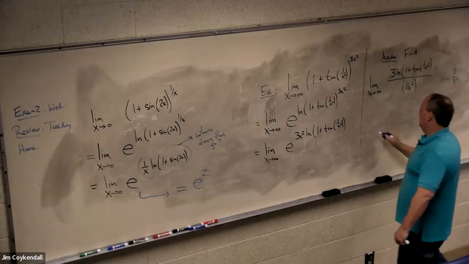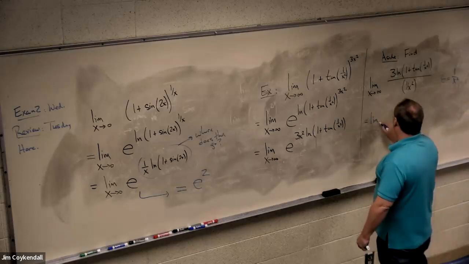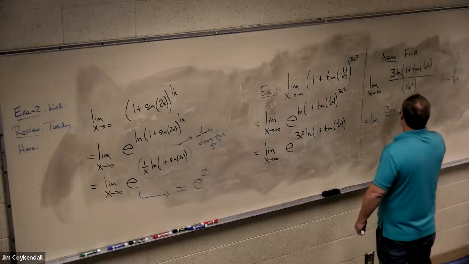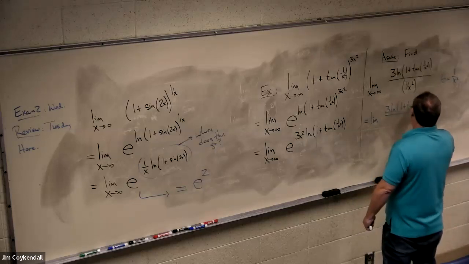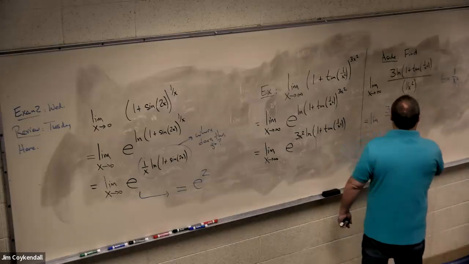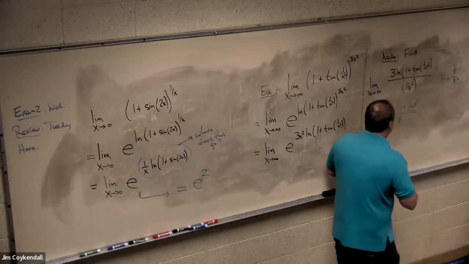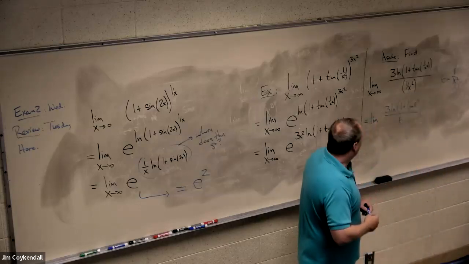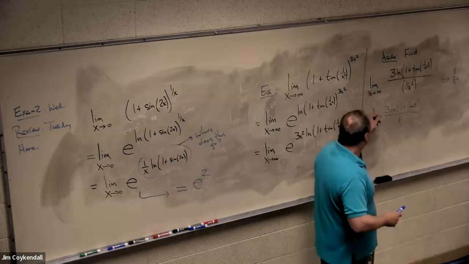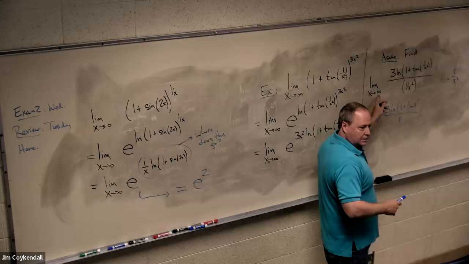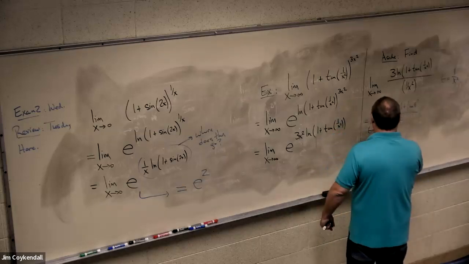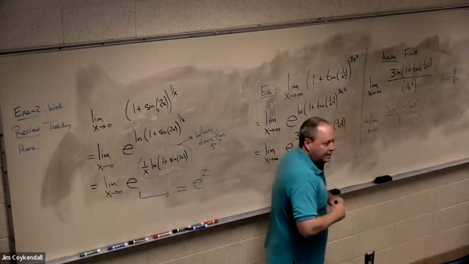So this now becomes the limit of 3 natural log of 1 plus tangent theta over theta. Ooh, easier to take the derivative of. Everybody agree with that? Here's the surprise I have to say. X is going to infinity, but there are no x's. So theta is going somewhere. Where is theta going?